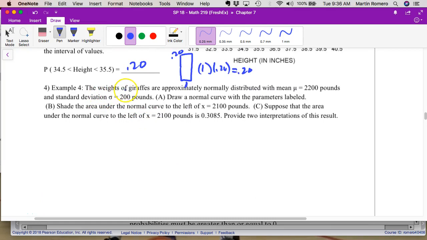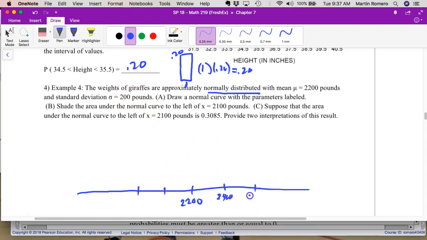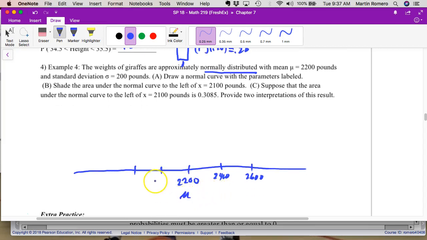The weights of giraffes are approximately normally distributed with a mean of 2,200 pounds. You've done this before. In the middle will be 2,200, and then we label standard deviations here, here, here, here. It's 200, so this is going to be 2,400. This is 2,600. Here's the mean. This is going to be 2,000, and this is going to be 1,800. We'll do a third standard deviation. So this is 1,600, and this is 2,800.